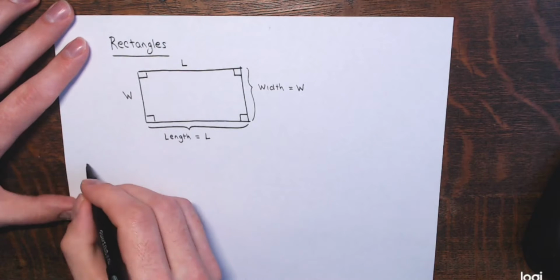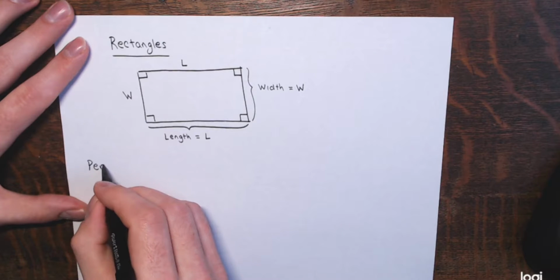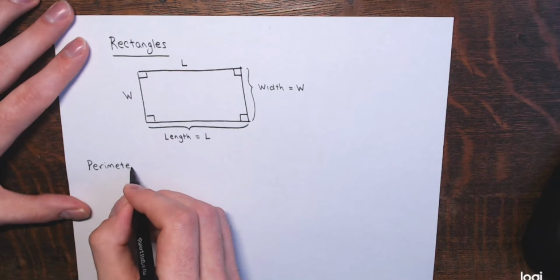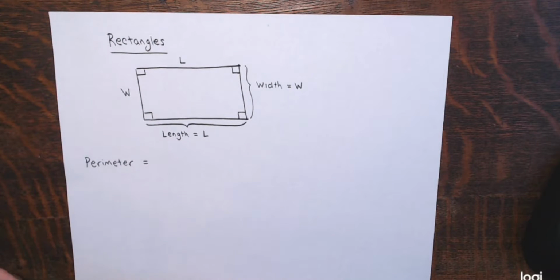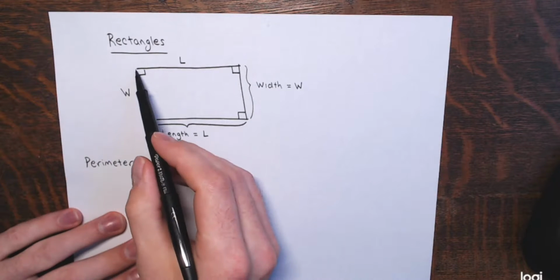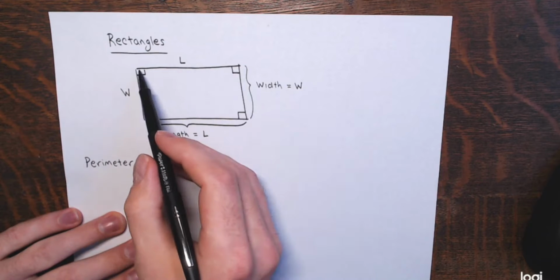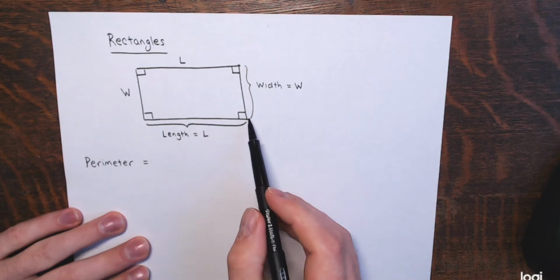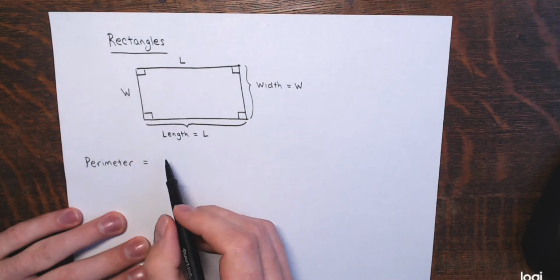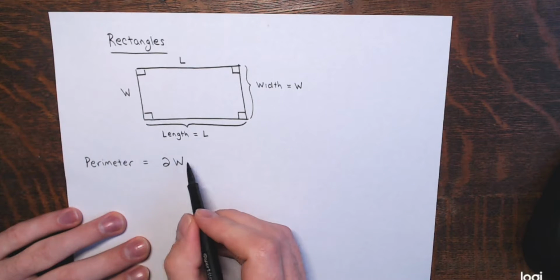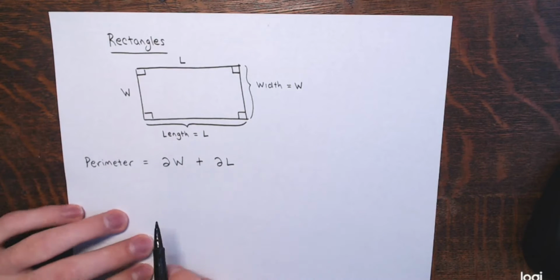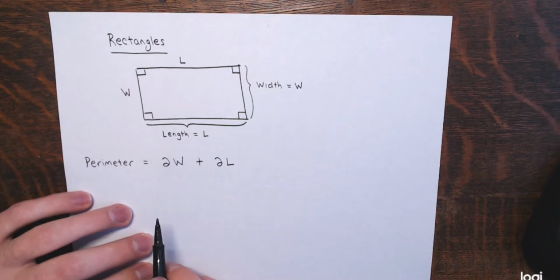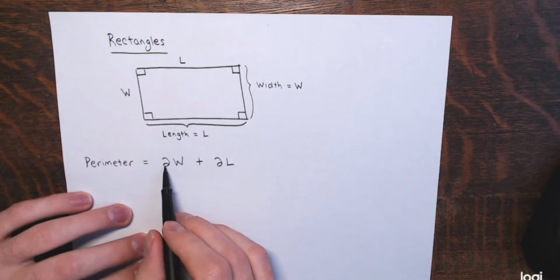Now the perimeter is pretty simple, right? We've seen perimeter for triangles in section 3.4 part 1. Remember, the perimeter is just the sum of all the lengths of the sides. So W plus L plus W plus L. In other words, 2 W's plus 2 L's. All right, so there's an expression representing the perimeter of a rectangle. 2 times the width plus 2 times the length.